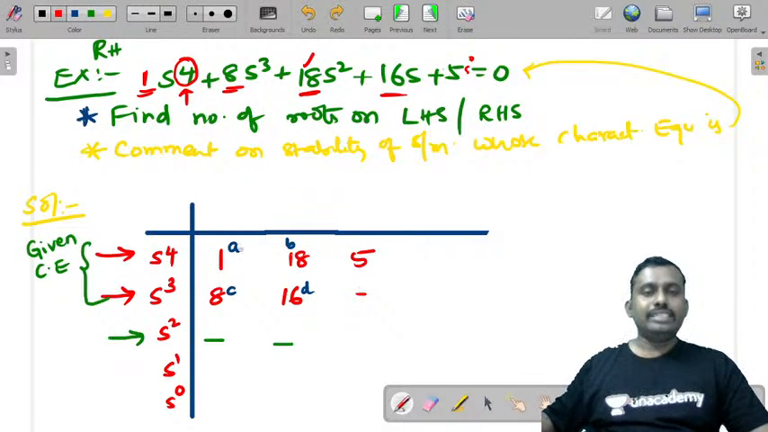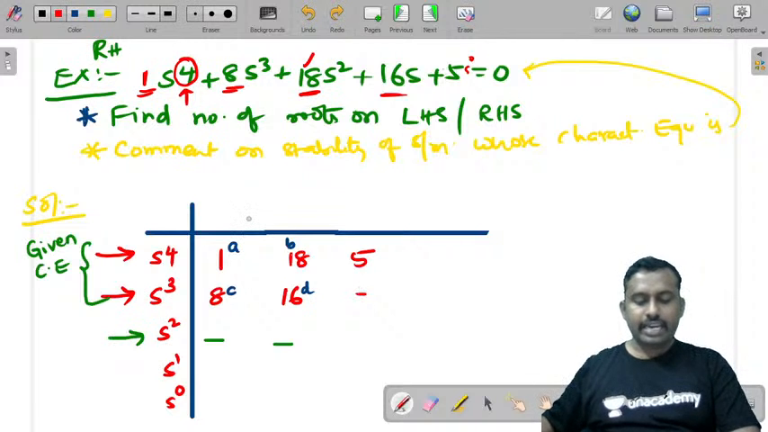Yeah. Now let's start from here once again. Let us start from this point once again. How to calculate the rest of the values.